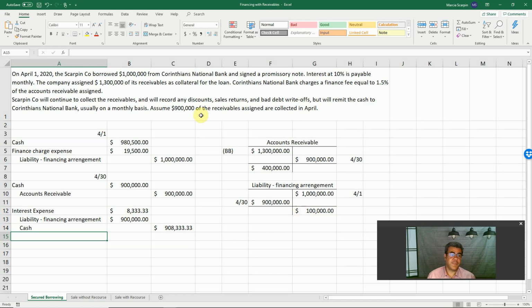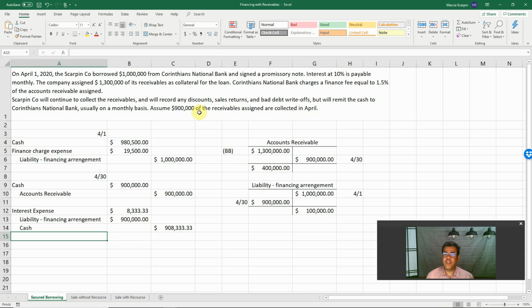So what do we have here? On April 1st, 2020, the Skyping Corporation borrowed 1 million from Corinthians National Bank. It is not a real bank, and Corinthians because it is my soccer team. So we have this fake national bank as well. And signed a promissory note. Interest at 10% is payable monthly. The company assigned $1.3 million of its receivables as collateral for the loan.